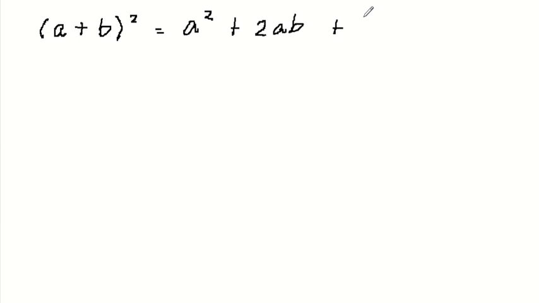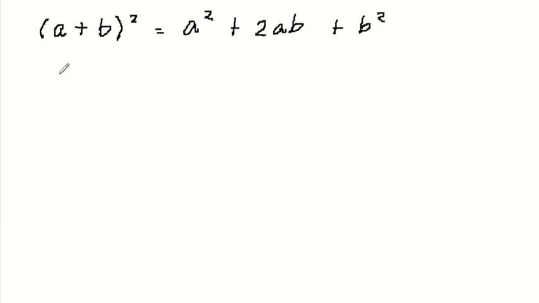If we have a binomial a plus b and we square this, we already know that this is a squared plus 2ab plus b squared. Meaning, if you have, for example, this is just a format.